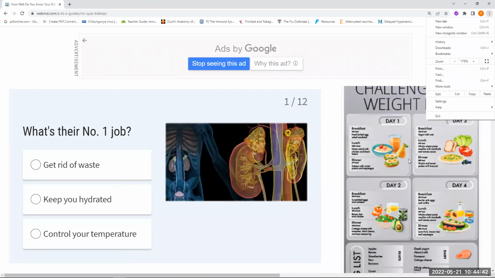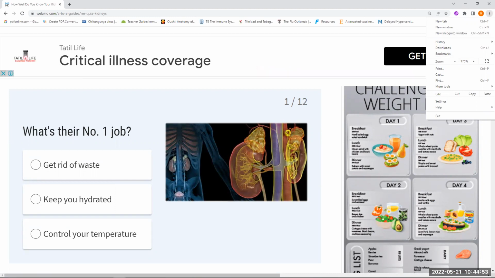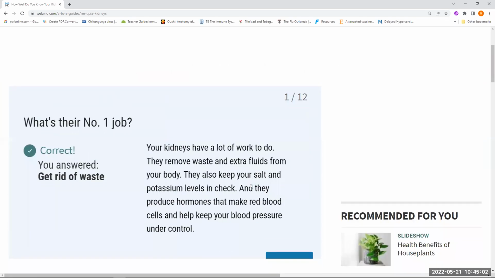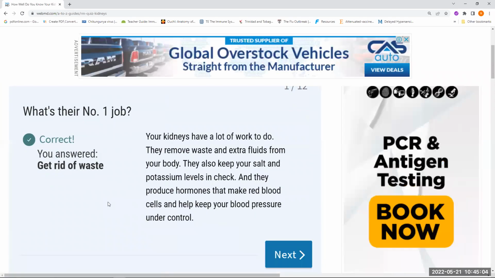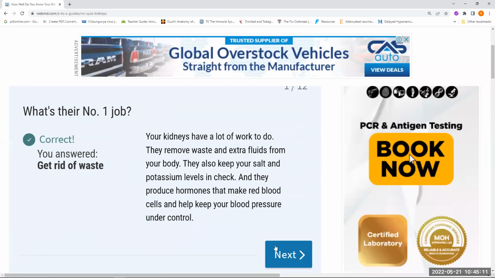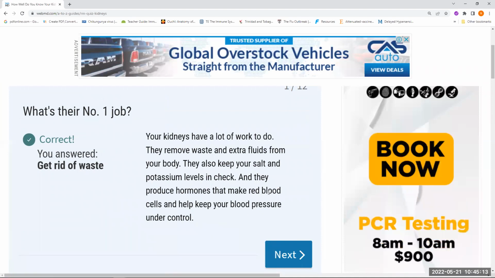Question number 1: what's the number 1 job of your kidneys? Let me see some hands of who wants to answer this one. Anessa, go ahead. To get rid of waste. You are correct, well done. They have a lot of work to do. They remove waste and excess fluids from your body. They also produce hormones that make red blood cells.